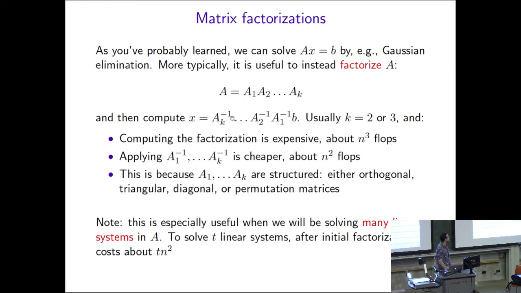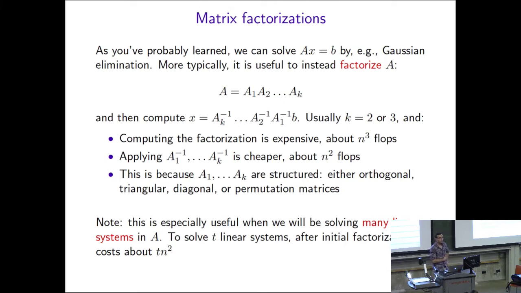So to solve Ax equals b, we can actually solve a linear system in A1, then a linear system in A2, all the way through a linear system in Ak, and that gives us the answer. Why is this a good idea? Well, computing the factorization itself is typically expensive, as expensive as solving a linear system, in the order of n cubed. So that step is not going to save us computation time.